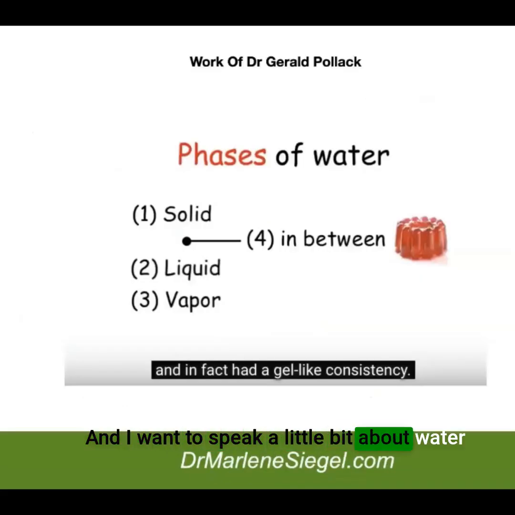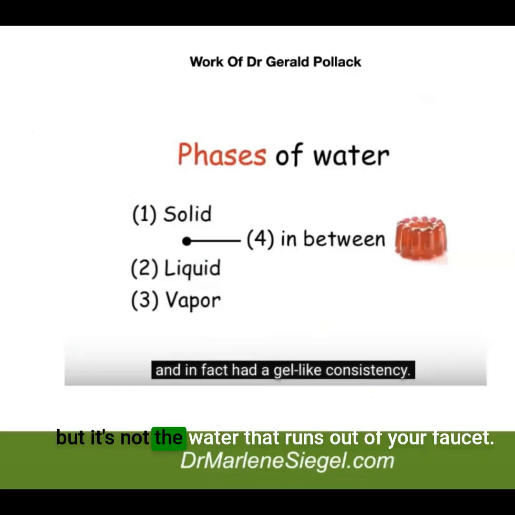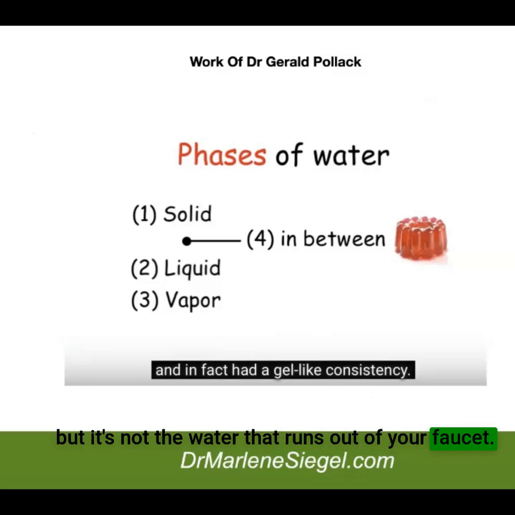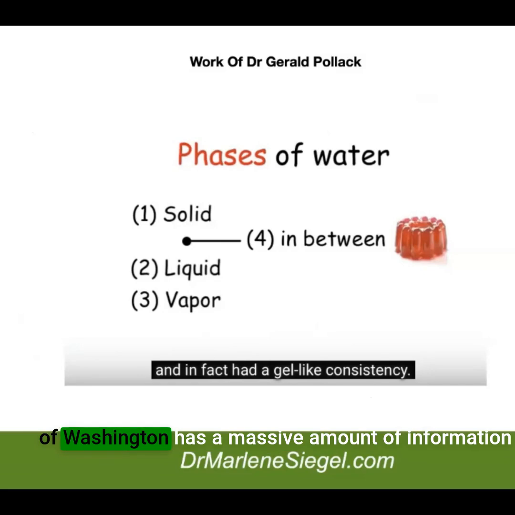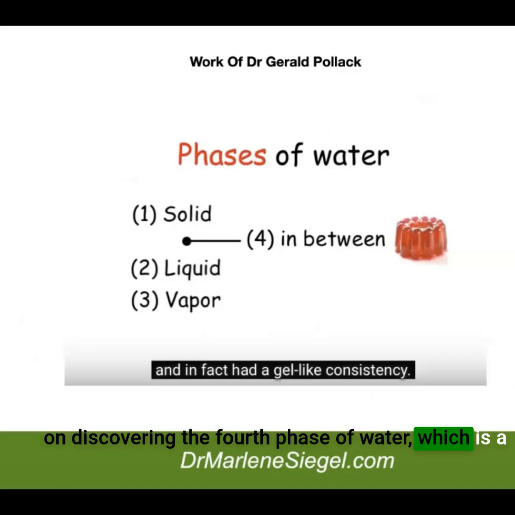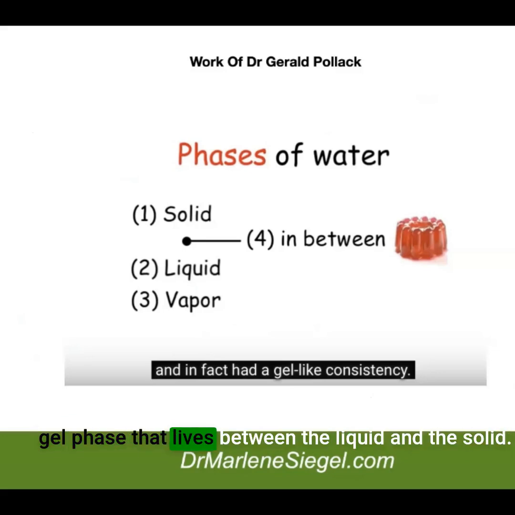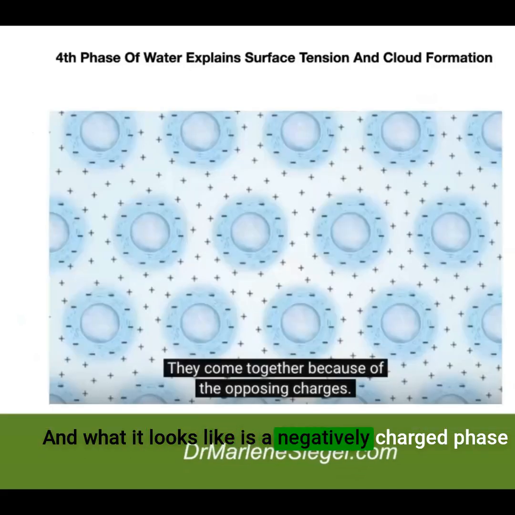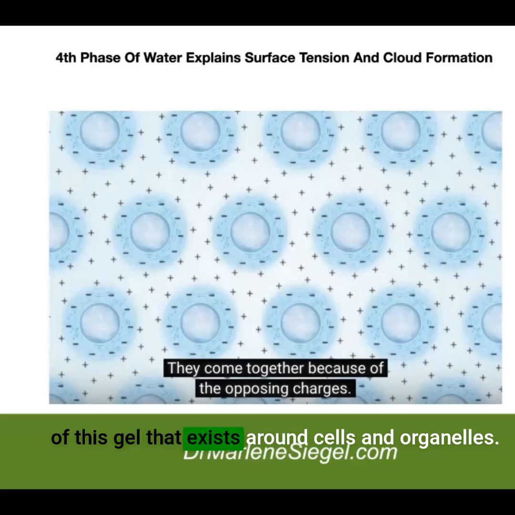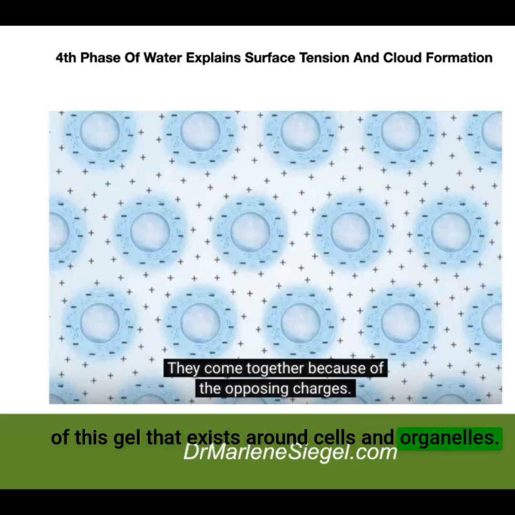Now, I want to speak a little bit about water because we are made up of 70% water, but it's not the water that runs out of your faucet. Dr. Gerald Pollack, a professor at the University of Washington, has a massive amount of information on discovering the fourth phase of water, which is a gel phase that lives between the liquid and the solid. And what it looks like is a negatively charged phase of this gel that exists around cells and organelles.